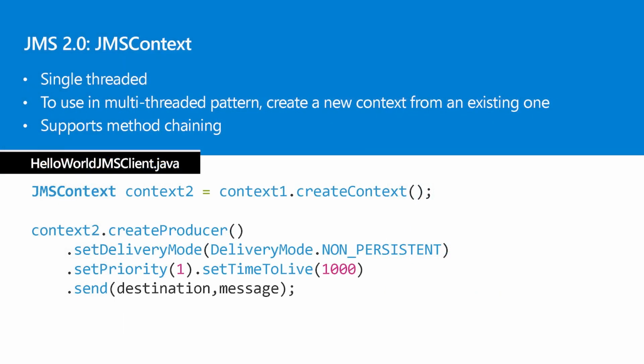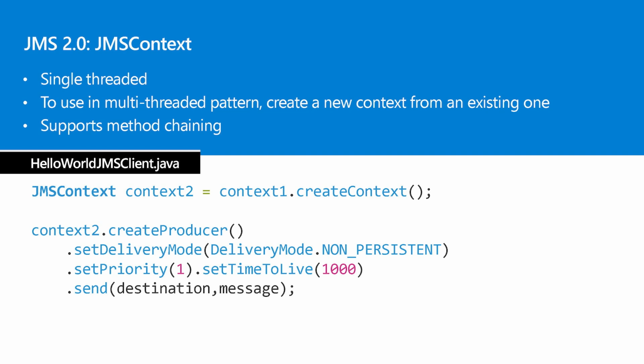Thing to note about JMS context, it is a single-threaded object. So if you would like to have multiple producers and consumers that are usable in different threads, you need to create a new context from the existing one that you have. So let's say you have a JMS context that you obtained using some way, either injecting it or creating it. If you want to have a separate thread that uses producers and consumers at the same time, you would need to call create context to get another one from that existing one.